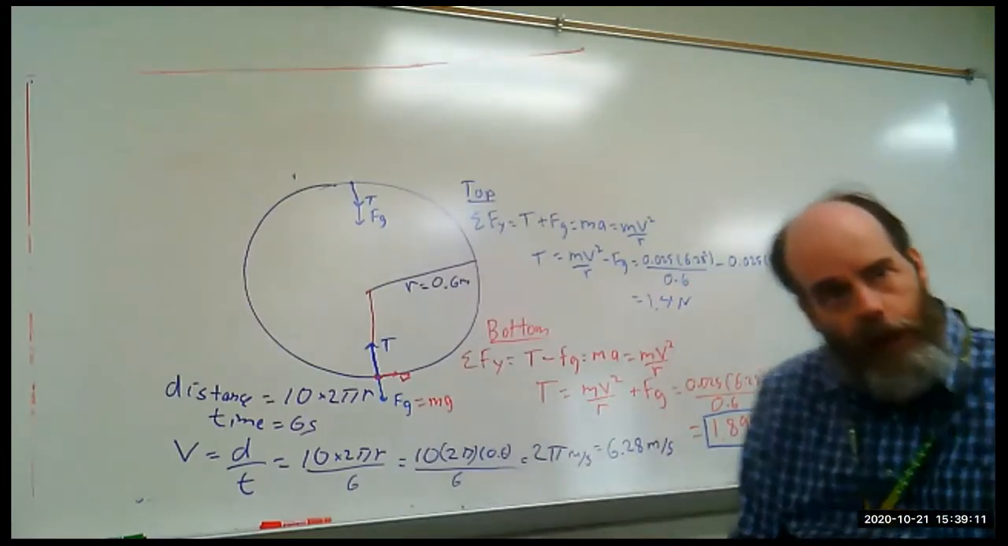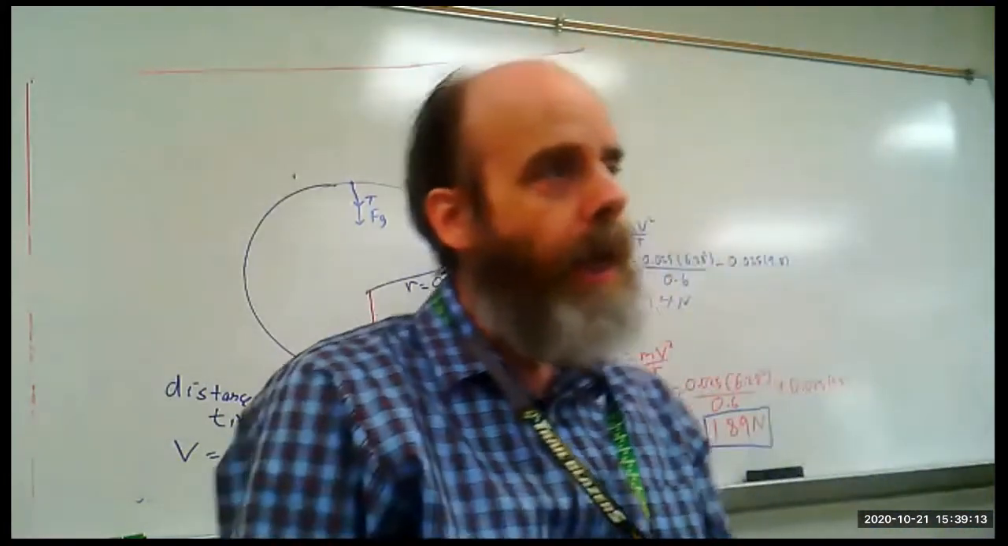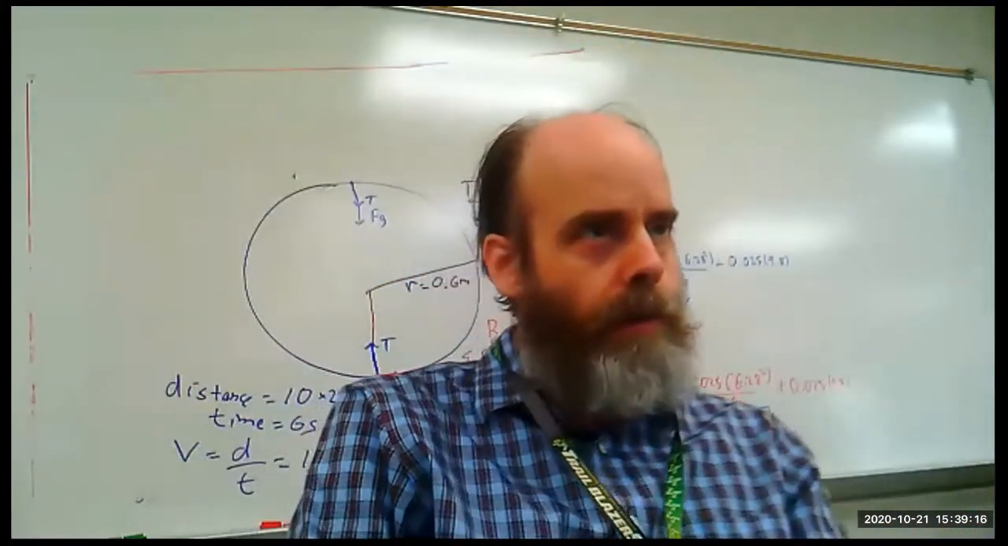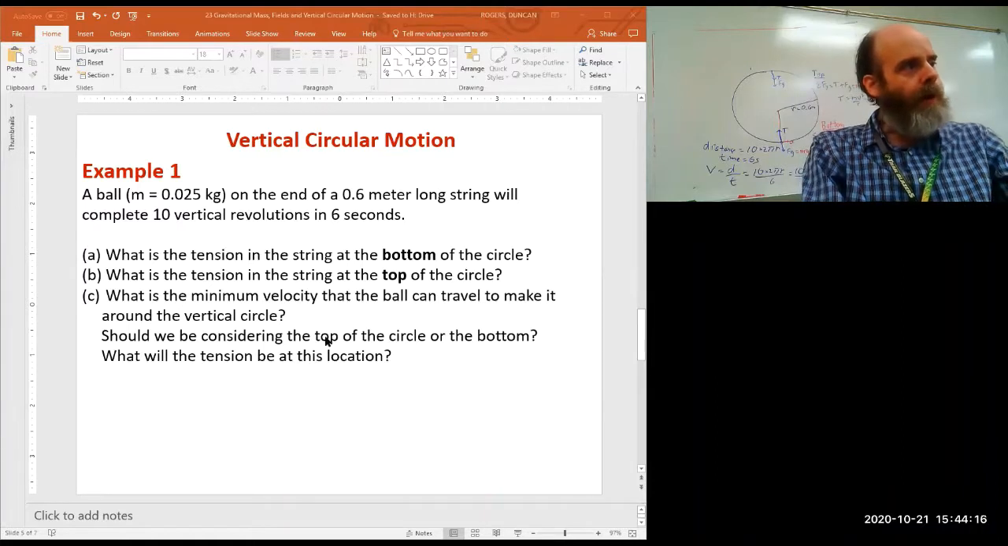Okay, so that's parts A and B. Now, what is the minimum velocity that the ball can travel to make it around the vertical circle?